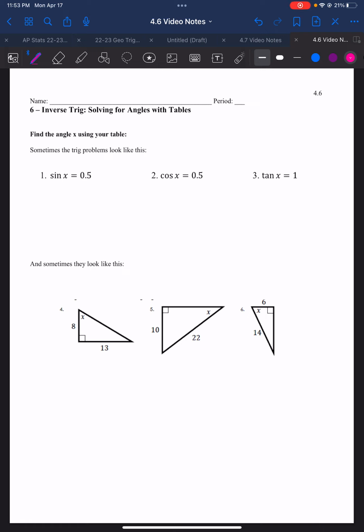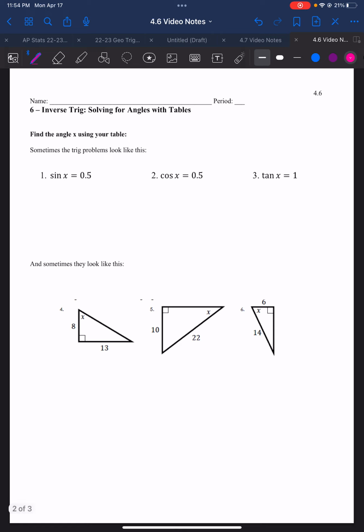But as we're moving into this idea of, well, what happens if I want to solve for the angle? So what you're going to do is grab that trig table of yours and go into the sine column and search down it until you find a value that is closest to 0.5. So take a moment, pause the video, and go find that.